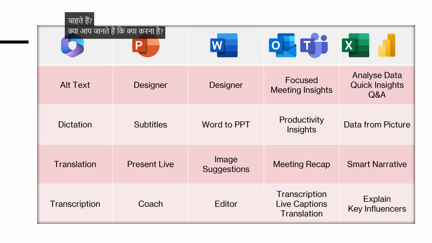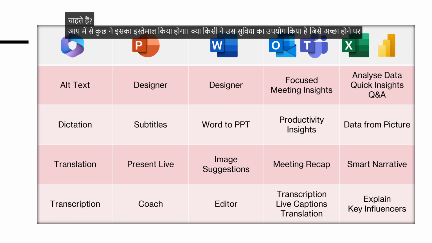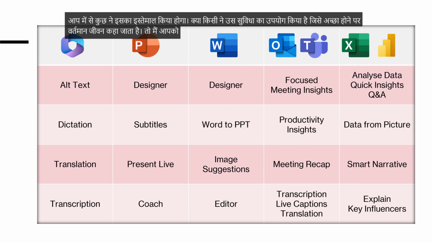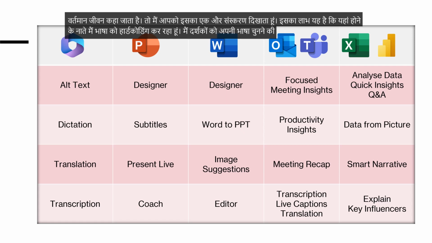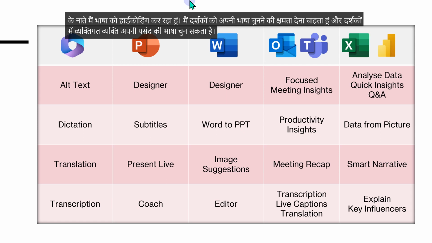Some of you may have used it. Has anyone used that feature? It's called Present Live. Very nice. So let me show you another variation of it. The benefit of that being, here I am hard coding the language. I want to give the ability to the audience to choose their own language. An individual person in the audience can choose the language of his or her choice. So how do you go about doing that?